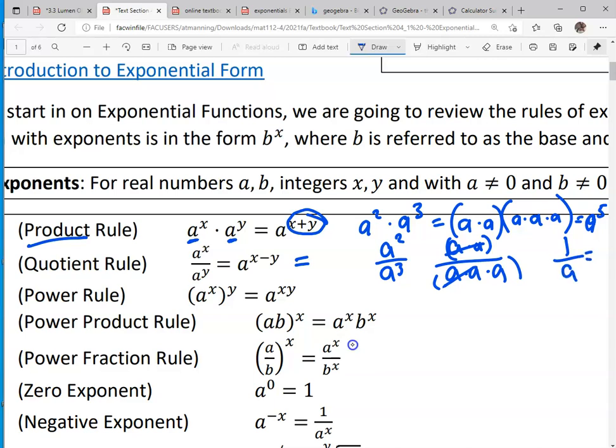Or a to the negative 1, which is the same as subtracting, doing a difference of the number of a's on top minus the number of a's on the bottom. That gives me, in this particular case, a to the negative 1. That's why we're subtracting here in the quotient rule. Think of it as a to the x, so many a's multiplied by themselves, divided by y a's multiplied.